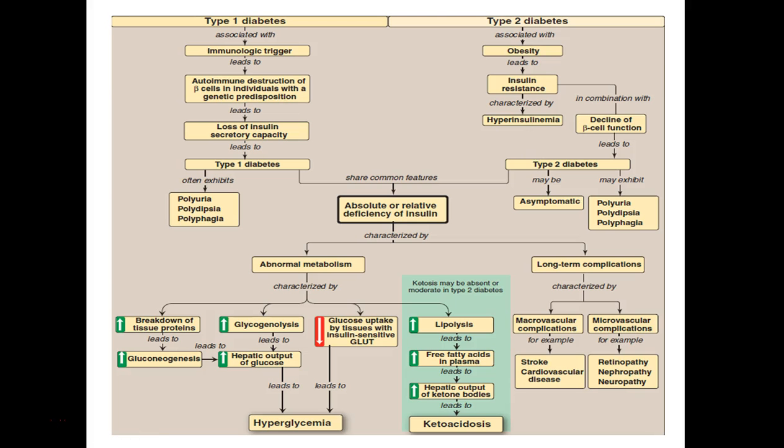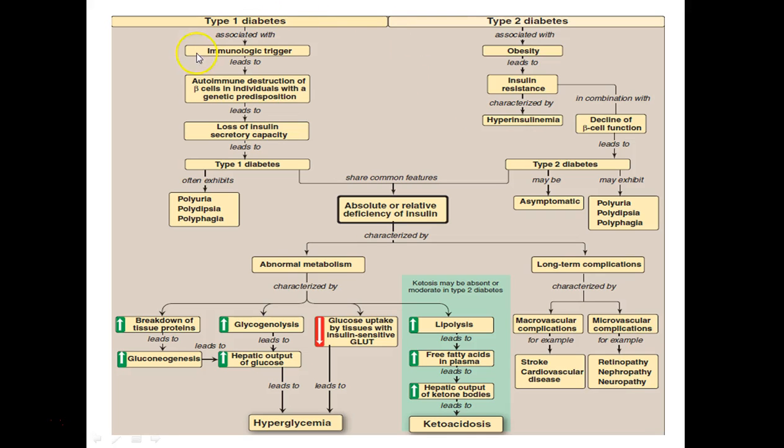So now we have come to the summary sheet. Type 1 diabetes mainly will be due to an immunological trigger, which will lead to dysfunction of beta cells and loss of insulin secretory capacity. In type 1 diabetes, you will see all these three: polyuria, polydipsia, and polyphagia. So they share the common features. Three P's: polyuria, polydipsia, and polyphagia. Polyuria is excessive urination, polydipsia is excessive thirst, and polyphagia is excessive hunger.